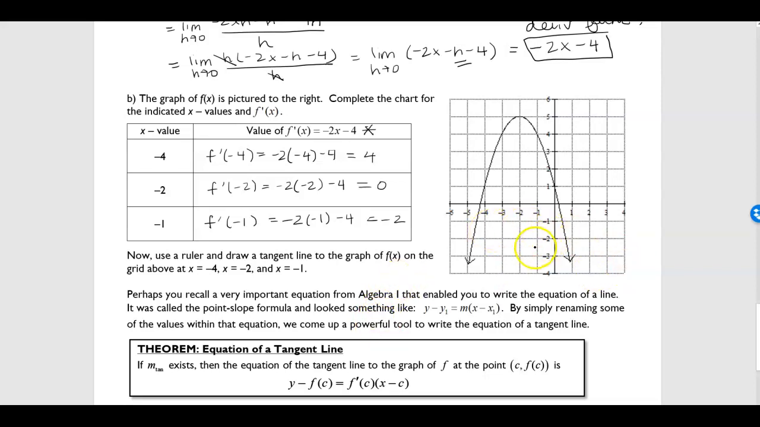Now let's actually think about what that looks like for the graph. So here's the graph of our function f of x. And let's actually sketch in the tangent lines. So at negative 4, I'm going to go up to the graph. It's at the y value 1. I'm going to try to draw my tangent line here. It's not going to be perfect. Not perfect at all.